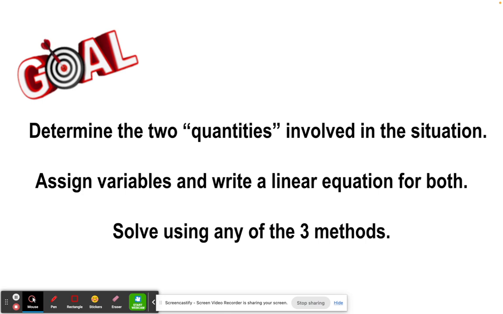Our goal today is to determine the two quantities involved in the situation, assign variables, and write a linear equation for both, and then solve using any of the 3 methods. You can decide which method you prefer. You can use any of the 3 methods, but some are better than others depending on the situation.